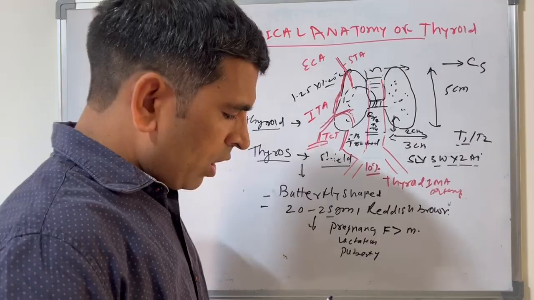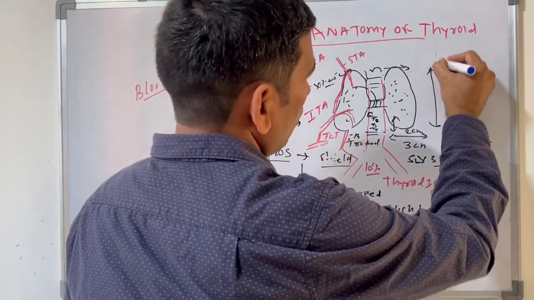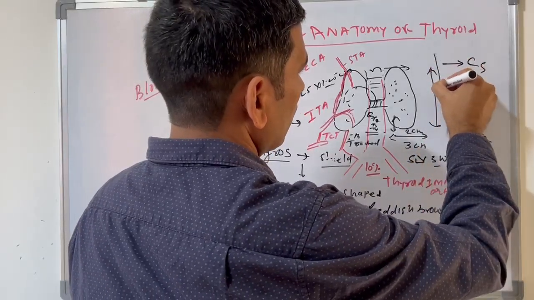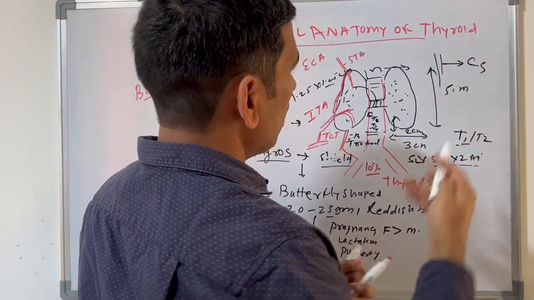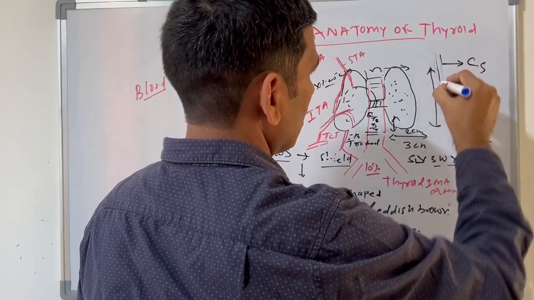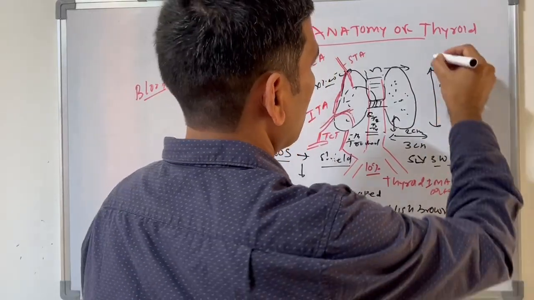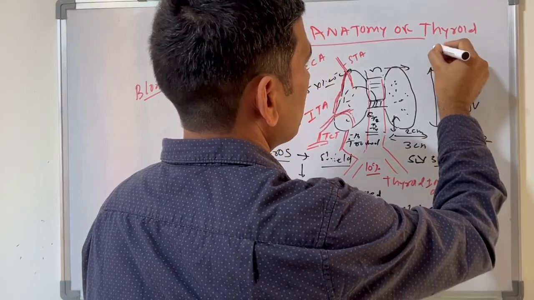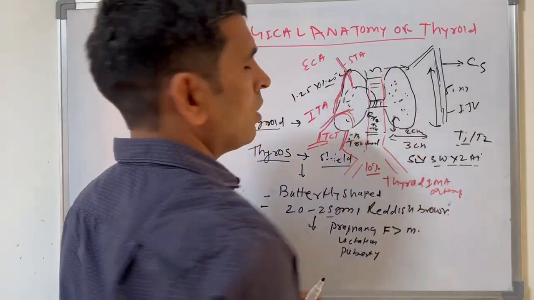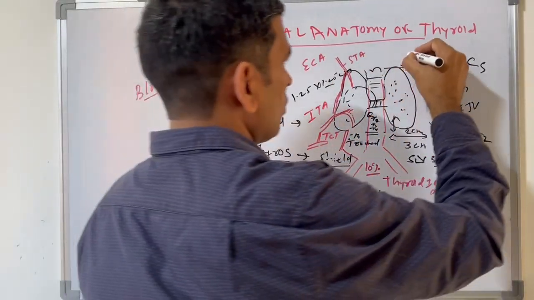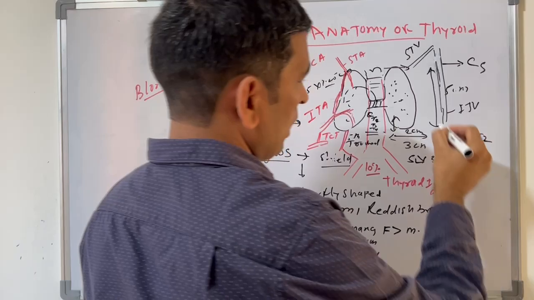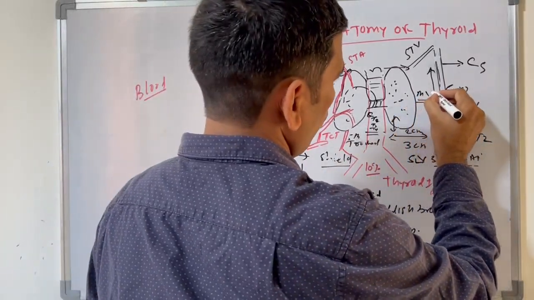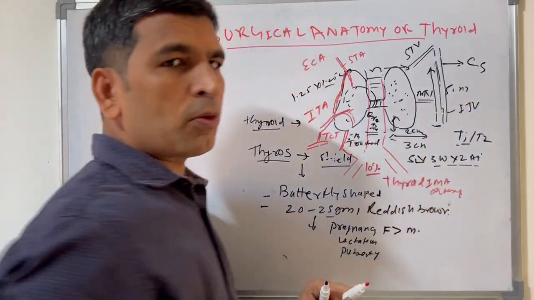Now the veins. Two veins are coming from the IJV. One is coming along the superior thyroid artery, called the superior thyroid vein. One is coming separately, individually, that is the middle thyroid vein, coming from the IJV.